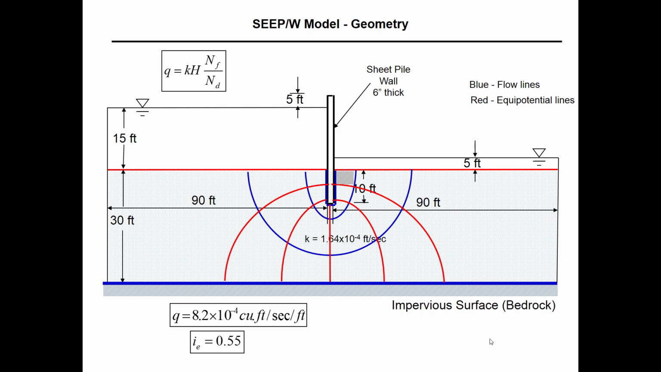By using the hand-drawn flow net, let us say we calculated the discharge, that is Q, given as 8.2 multiplied by 10 to the power minus 4 cubic foot per second per foot length of the sheet pile. Exit gradient was estimated as 0.5. Please note, this is a very rough estimate by hand-drawn flow net. So this will give us an idea what to expect when we start using SEEP/W.